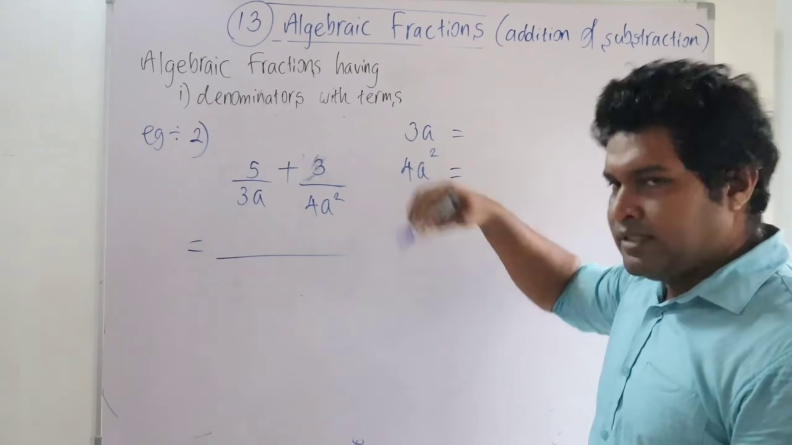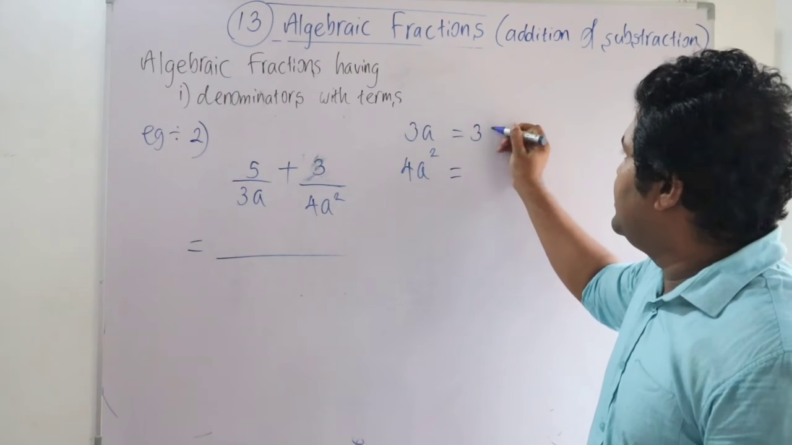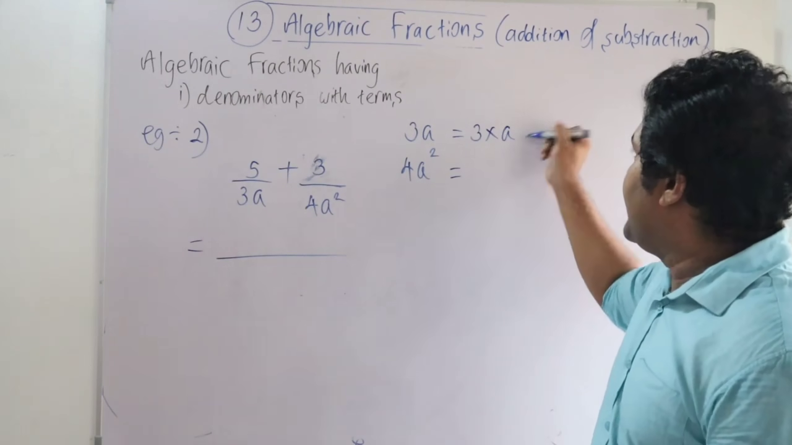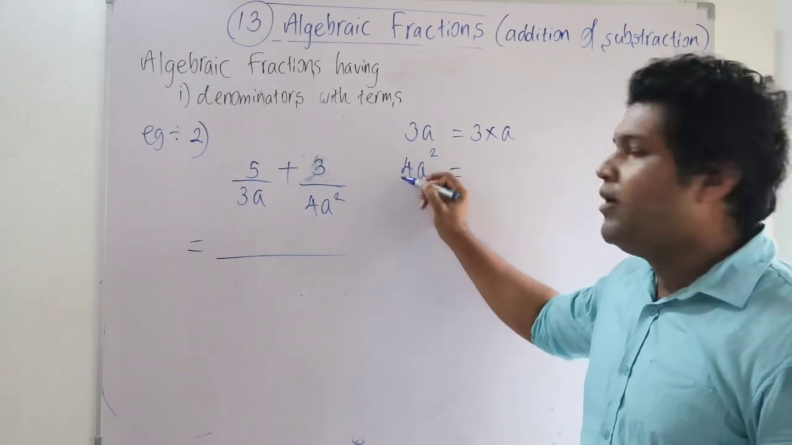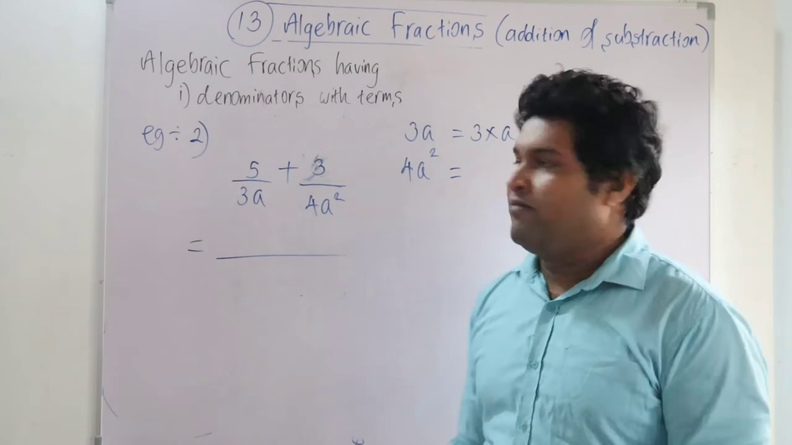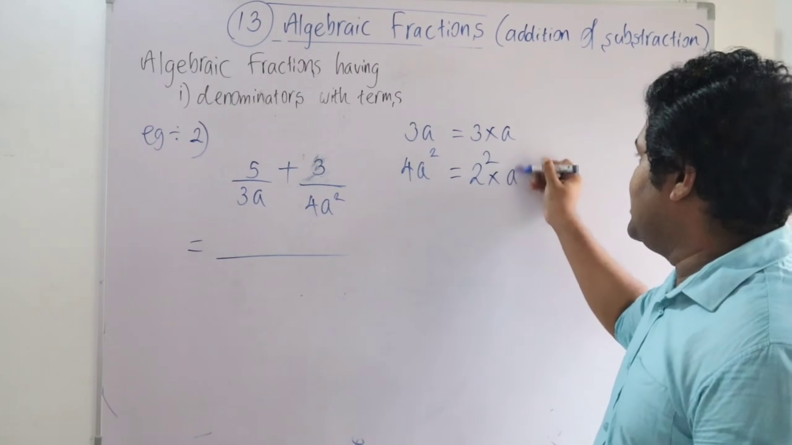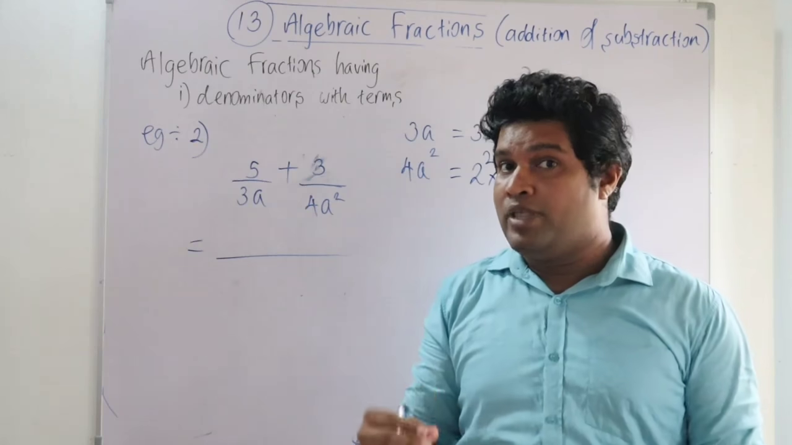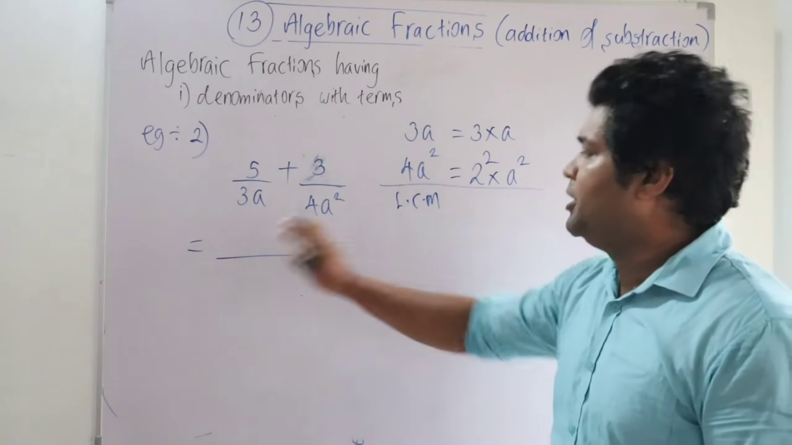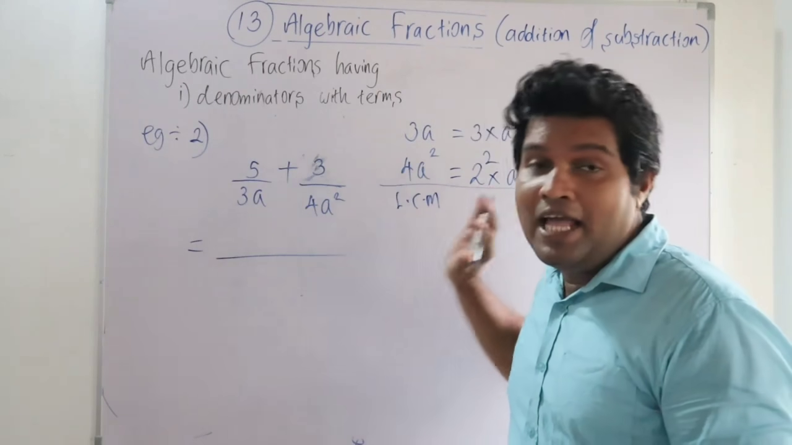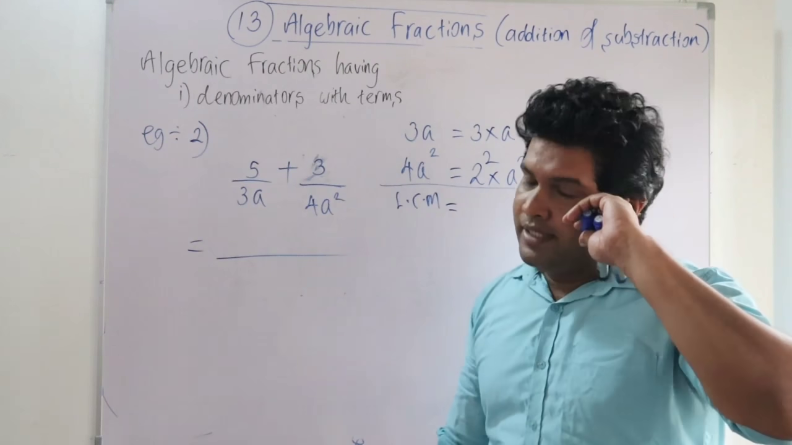Generally, if somebody needs to get the LCM, they have to write prime numbers and algebraic terms. 3 and a are no problem, but 4 is not a prime number. Then 4 we write as 2 to the power 2. And a squared doesn't change, because we need all its powers to get the LCM. And what's LCM here? We have to find the LCM. LCM is the common denominator. Common denominator is the LCM. Okay, how to get that? Keep this in your mind.